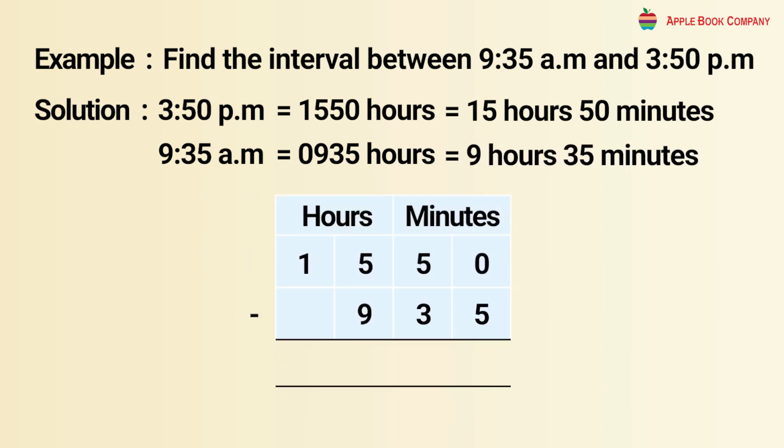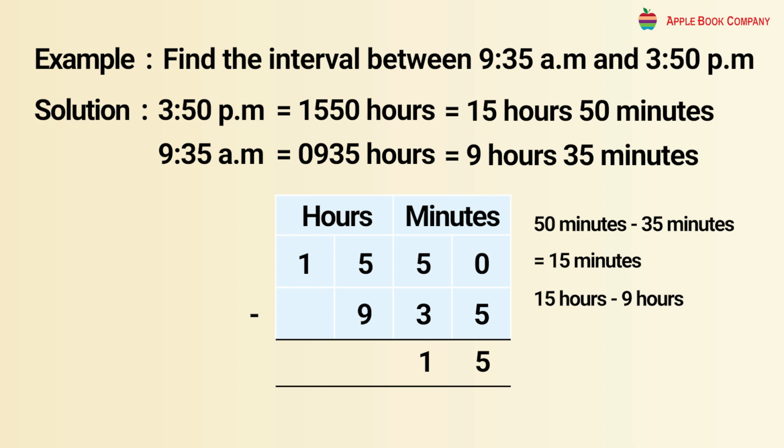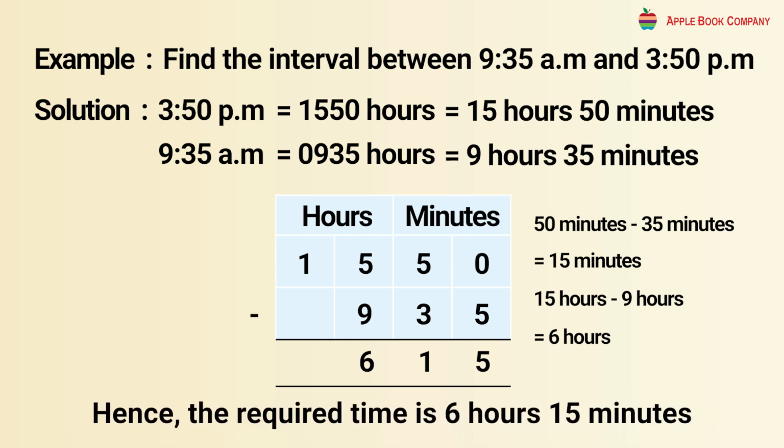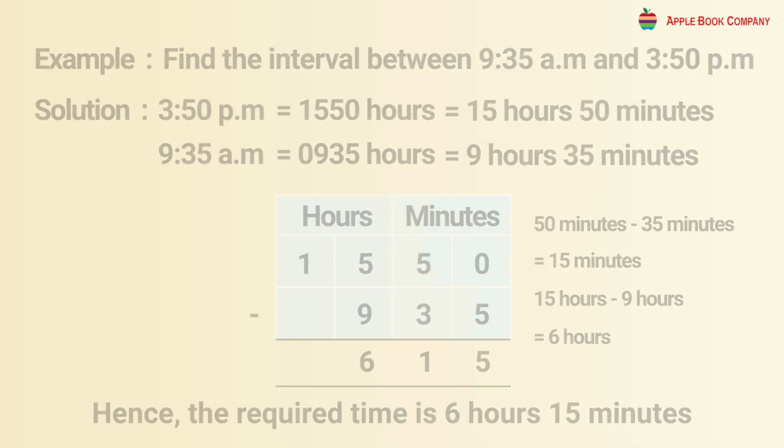Now, subtract 9 hours 35 minutes from 15 hours 50 minutes. Subtracting minutes: 50 minutes minus 35 minutes equals 15 minutes. Write 15 under the minutes column. Subtracting hours: 15 hours minus 9 hours equals 6 hours. Write 6 under the hours column. Hence, the required time is 6 hours 15 minutes.